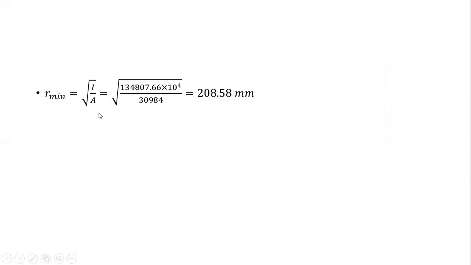So R minimum is equal to how much? Under root I over A. This is my I about the x-axis, and this is my area already calculated in the previous section. So this is your R minimum. Slenderness ratio is L by R. L is already calculated, the effective length, which is 0.85 times 5 meter. And here it is R minimum.